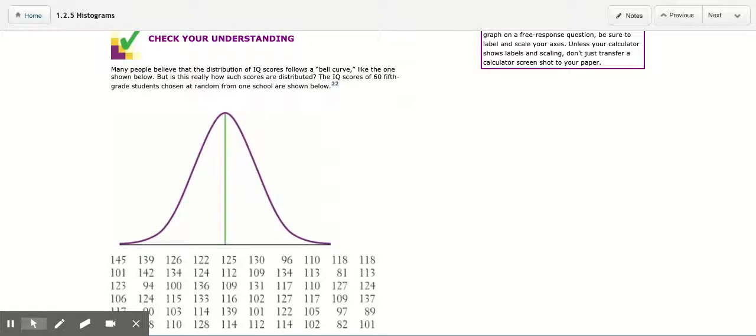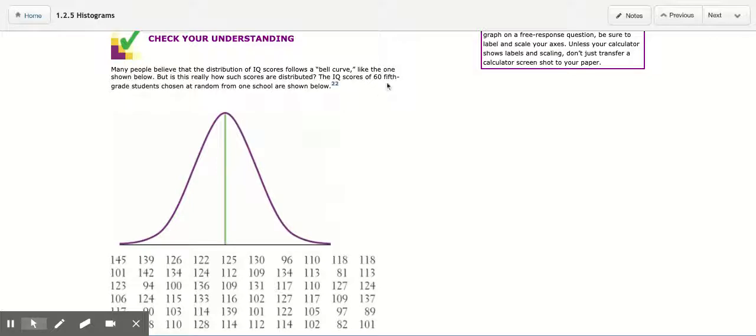Yo, Mr. Bull here, and we continue talking about displaying quantitative data with graphs, and this is our last check your understanding for numbers 8 and 9 in your student notes. What they have here is many people believe that the distribution of IQ scores follows what's called a bell curve, and that's the picture that is shown here.